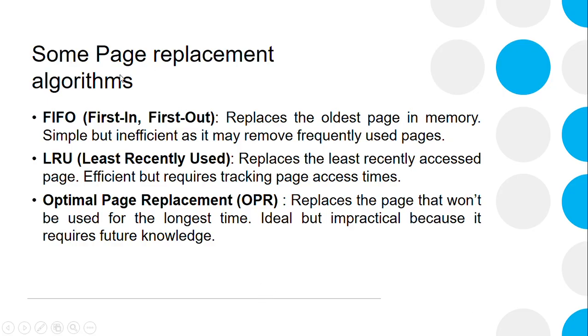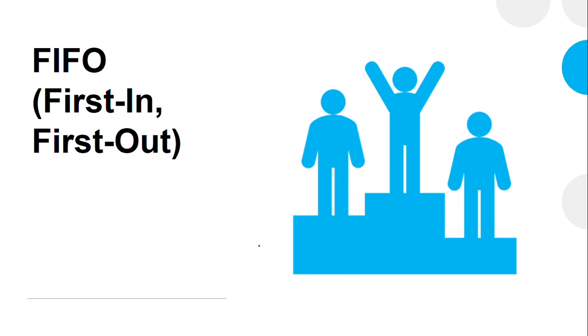As the name suggests, in FIFO, whichever page comes first will be replaced first. In LRU, the least recently used, we have to check backwards to see which is the least recently used. In OPR, we have to look forward to see which pages we will be using in the future. So this is how all three algorithms work. Let us check one by one with the help of an example.